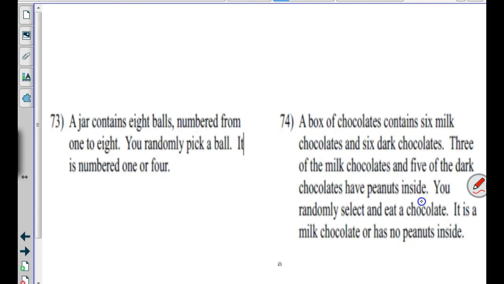All right, a jar contains 8 balls, numbered 1 to 8. You randomly pick a ball. What is the chance it's numbered 1 or 4? So how many winners out of a total of, so 1/4?